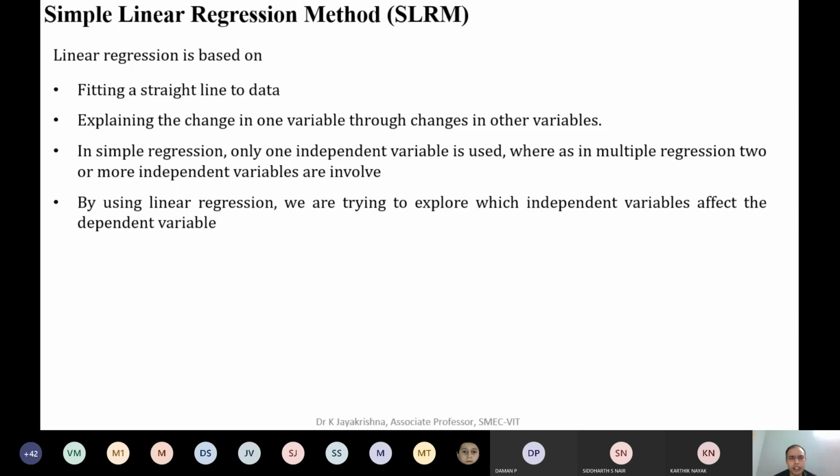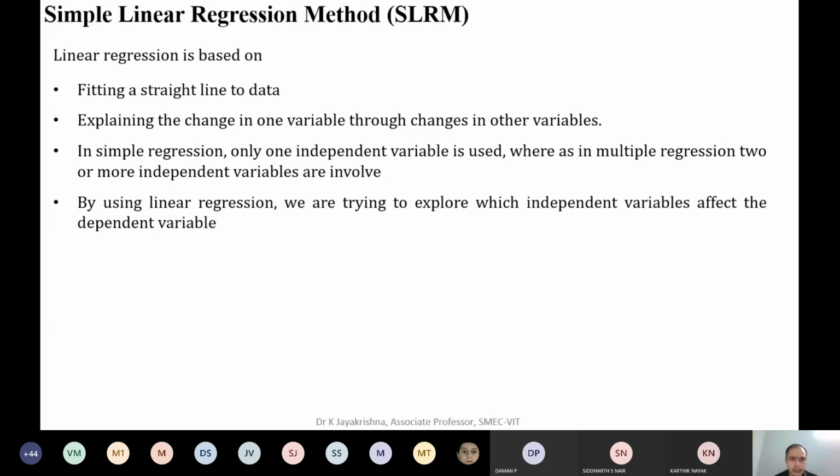Okay, so if you're using only one, there will always be one dependent variable and another one, the independent variable. So we are always going to compare this. If you're using only one dependent and one independent variable, we call it a simple linear regression problem. If you're using more independent variables, then we call it the multiple regression method or multiple regression problem. But in your case, we are going to study only the simple linear regression method.